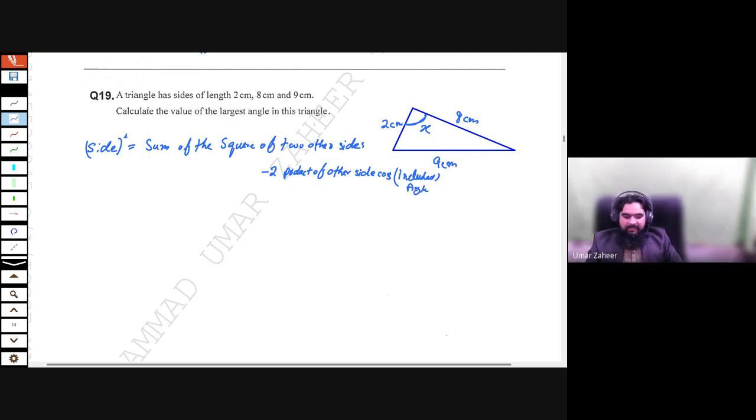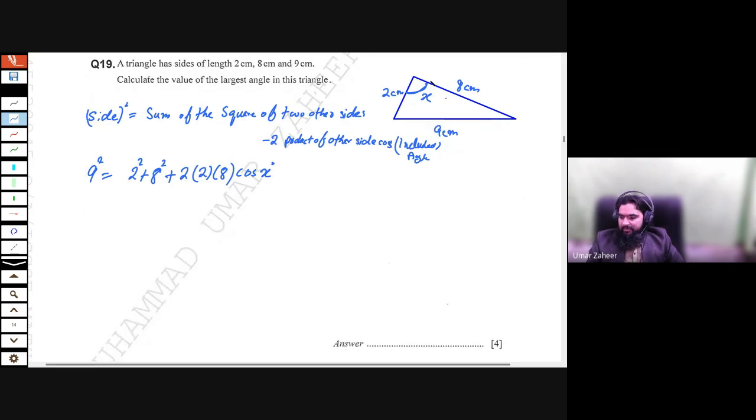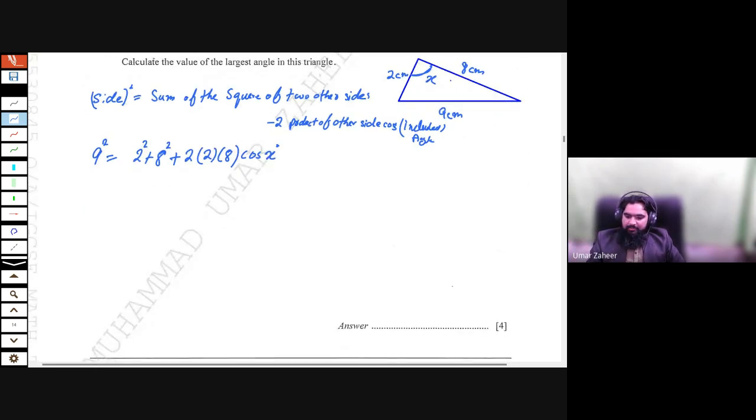Now, Mustafa, you have to tell me which side I have to start from, so I will get the angle that will be x. Sir, nine. We have to start from 9 because 9 squared is equal to the sum of the squares of the other sides, 2 squared and 8 squared, minus 2 multiplied by 2 into 8 into cos of the included angle. The included angle is x, between 2 and 8. Now we just have to make x the subject to find the answer.